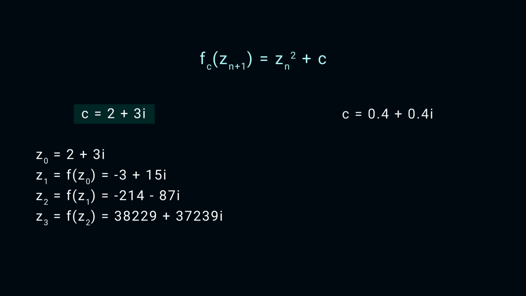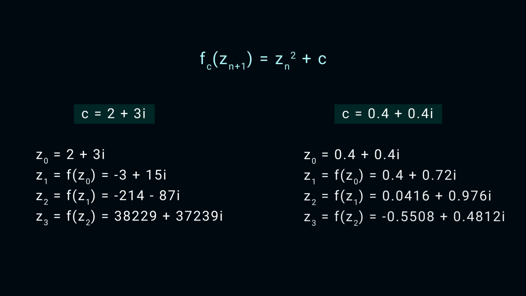If c equal to this, then the orbit of z is. As you can see, the orbit of z stays close to a fixed point and it does not tend to infinity. This means that z is in the Julia set of f.